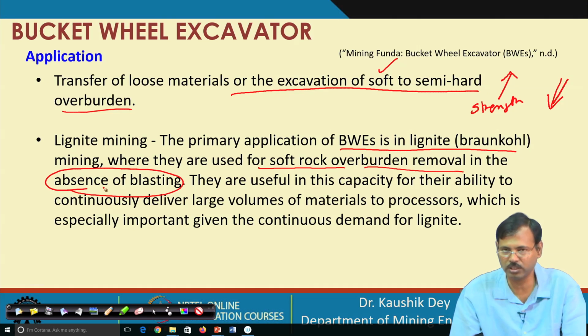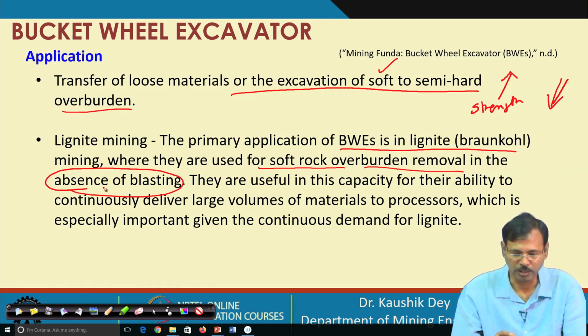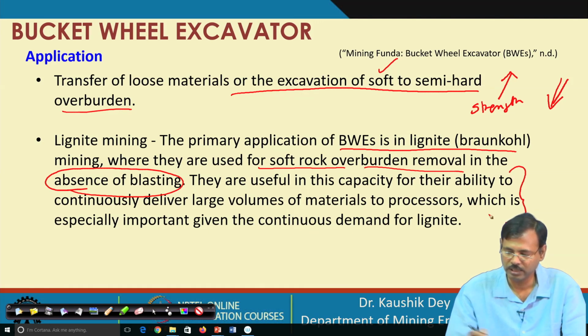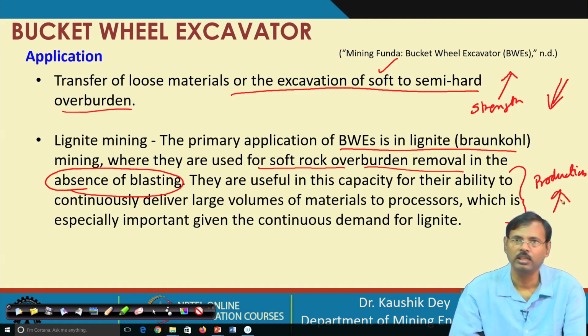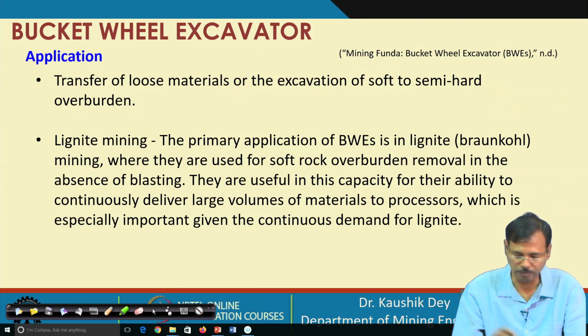So, this is a blast free technology. Blast related problems can be avoided by adopting this bucket wheel excavator technology. The main benefit is that the bucket wheel excavator gives us huge production. The production rate is significantly high. In fact, from one bucket wheel excavator, yearly production can reach 10 million tons or so. That is why it is very popular and considered a highly productive machine.